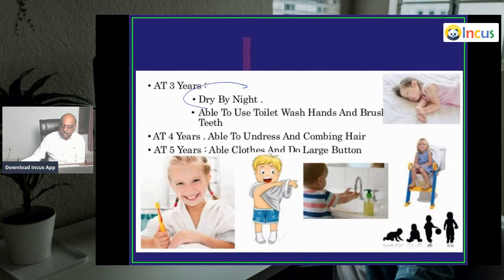At 3 years, he is dry by night. This is a favorite MCQ. At 4 years, he can undress and comb the hair. And at 5 years, he can dress himself and do large buttons.